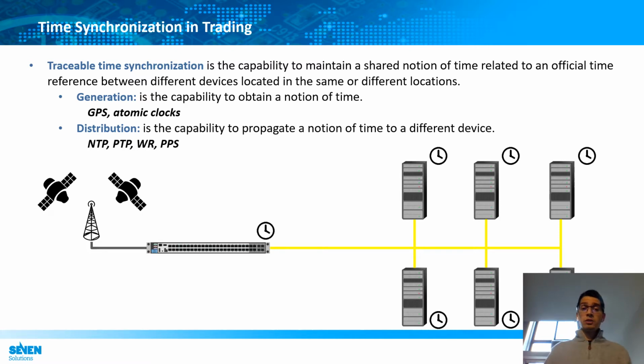And they will also have this distribution part, where they take that notion of time from the time servers and propagate it to all the different servers, NIC cards or switches that they use for the regular data management, or the data traffic, which is basically the market data. And for that, depending on the level of accuracy, they use NTP for servers, PTP for NIC cards and switches, White Rabbit if they want to go for the sub-nanosecond level, which is important in some cases of ultra-low latency, or PPS distribution.